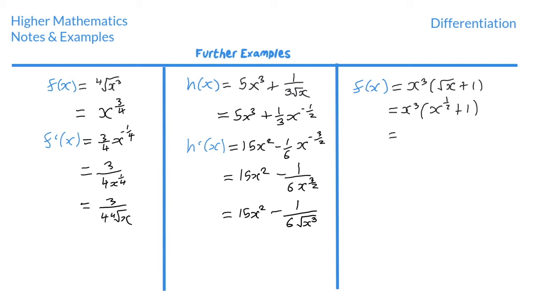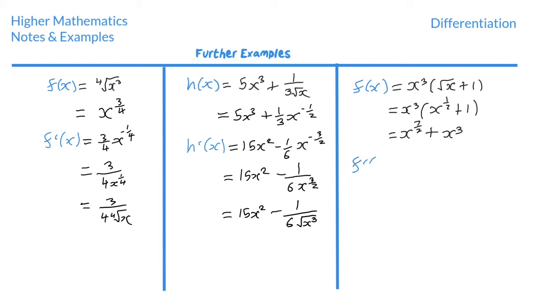Then we're going to break the bracket. So x to the power 3 times x to the power 1/2. Well, 3 is, of course, 6/2. So this would just be x to the power 7 over 2. So we don't want to write x to the power 3.5. We want to write that as a top-heavy fraction, 7 over 2. And then multiplying x cubed by 1, of course, is just x cubed. Now, of course, it's in the form that we want, and we're ready to differentiate.